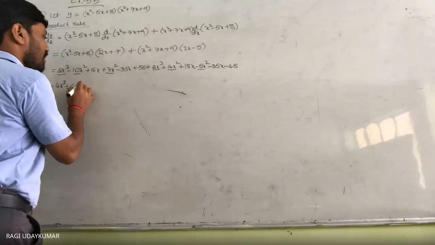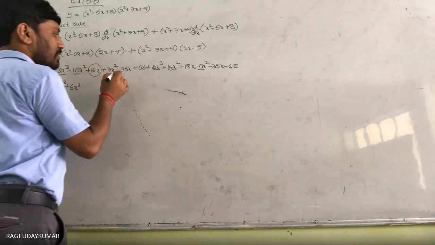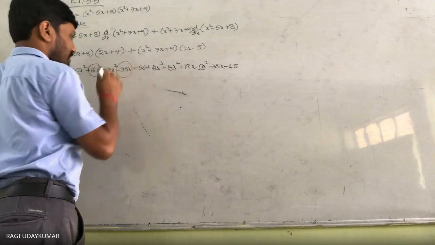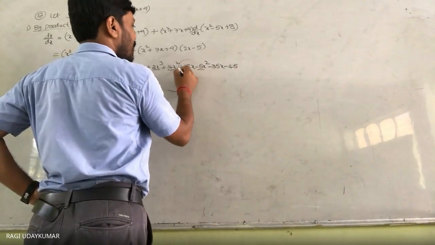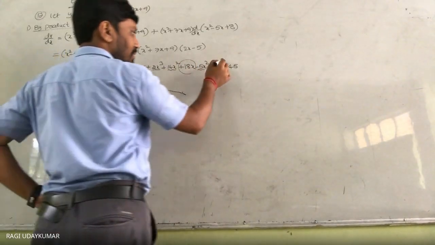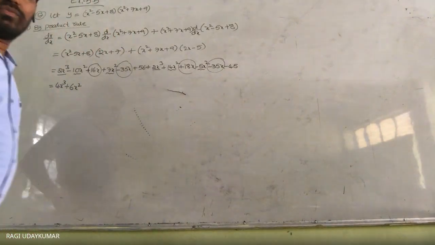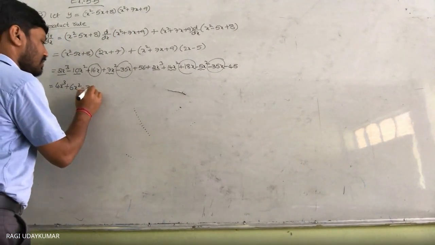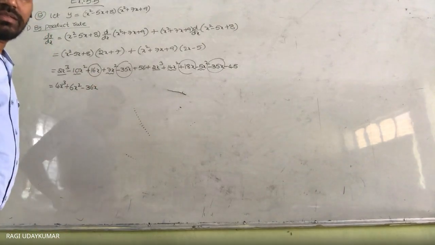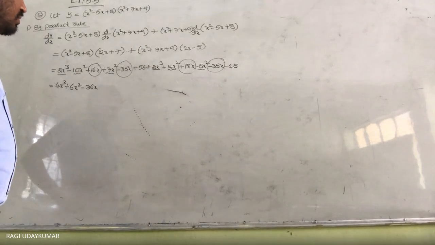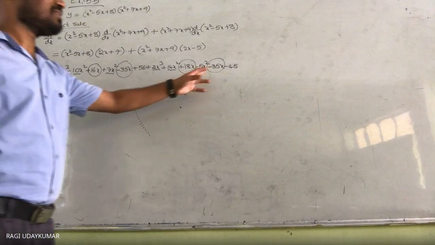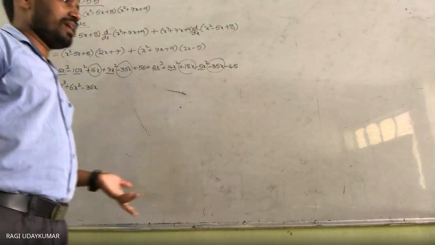So plus 6x square. X terms, whenever you take 16 minus 35, we are going to get minus 19. Minus 19 plus 18 minus 1, minus 35 minus 36, minus 36x, minus x. Extra, what? Minus x. Minus 19 plus 18x is minus x only. Minus x and minus 35x, minus 36x only we are going to get.